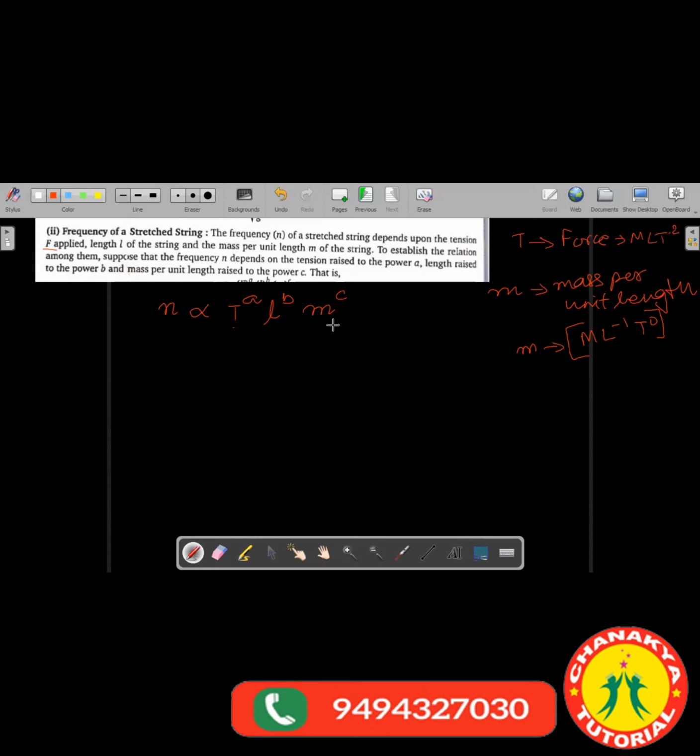And L is the length of the spring. So L will have the dimensions L. N is the frequency, and frequency has the dimension T minus 1. That is Hertz. So N will have the dimensions M0, L0, T minus 1. On the left hand side, we have this. On the right hand side, we should have the dimensions.